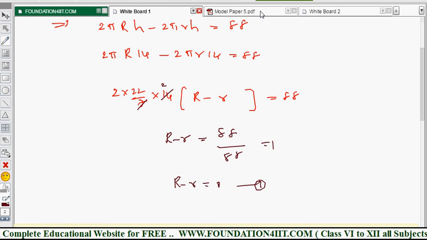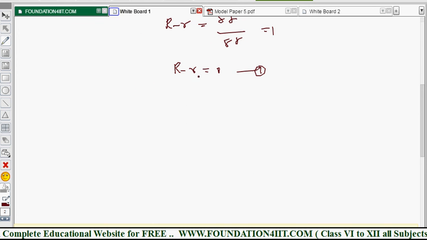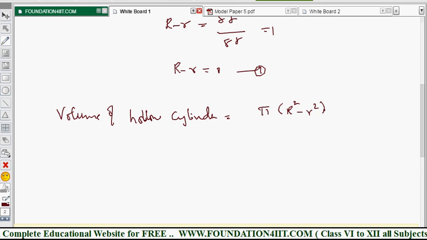Let this be equation 1. And one more detail is given here: the volume of the metal is 176. If you apply the volume formula of the hollow cylinder, capital R minus small r is 1, that is one equation. The volume of the hollow cylinder is pi capital R square minus small r square into h, that is equal to 176. So 22 by 7, capital R square minus small r square is capital R plus small r into capital R minus small r, and into h, which is 14, equals 176.